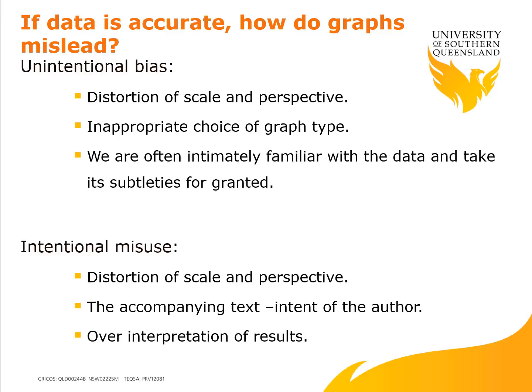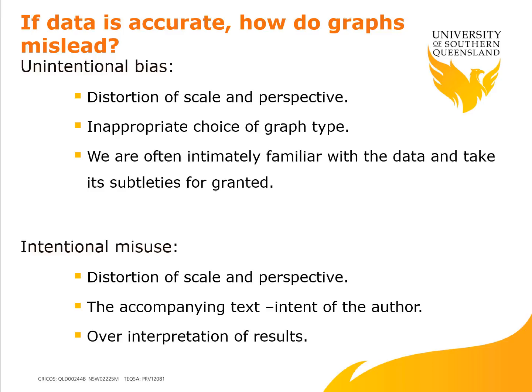Then there's intentional misuse of data, and that can be done through distortion of scale and perspective as well. That can be used as a tool to intentionally misuse and misinform and mislead. And also, one good way to have a look at whether a graph is being used to intentionally mislead you is to look at the accompanying text and see the intent of the author. Are they just picking one story to tell when it's very clear there's other stories in the data and they've got their own bias that is reflected in the text?